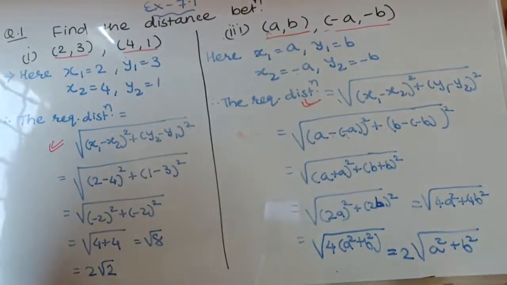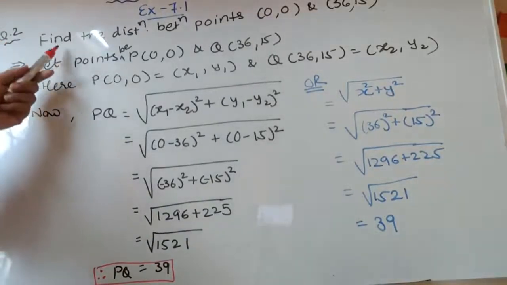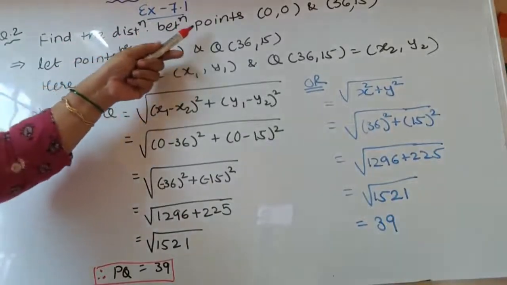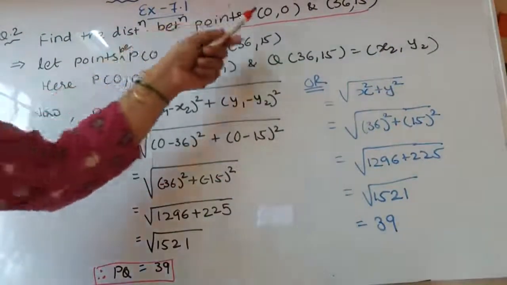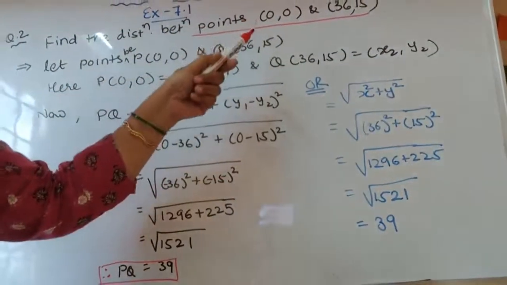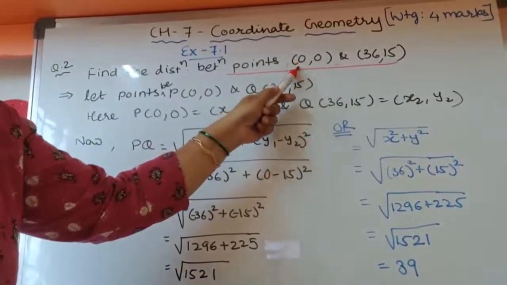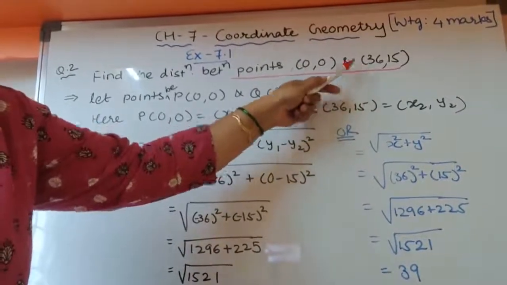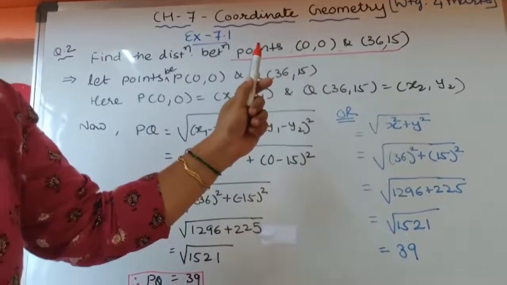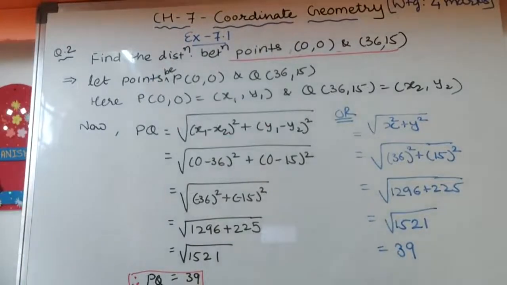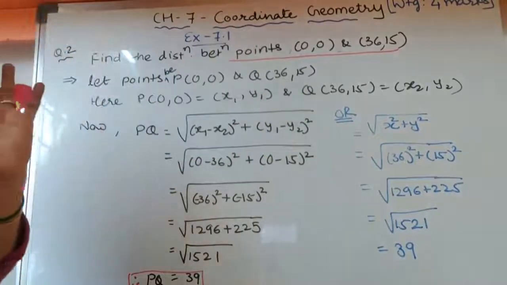Okay, so let's move to the next question. Now let's continue with the second question. Here it is given: find the distance between the points (0, 0) and (36, 15). (0, 0) means it is the origin, and this is the second point. So we have to find the distance between these two. Okay, so what should we do here? First of all, we can apply the formula in which one point is the origin and the other point is a normal simple point.